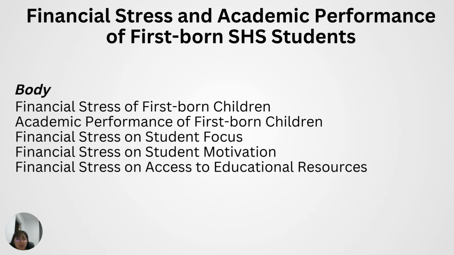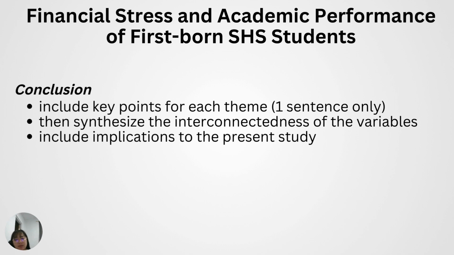For the body, you can have your themes here. For example, financial stress of firstborn children, academic performance of firstborn children, financial stress on student focus, financial stress on student motivation, and financial stress on access to educational resources. Okay, so with that, per theme, you will include as many researches as you can. Okay. And the last one, financial stress and academic performance of firstborn senior high school students, conclusion part.